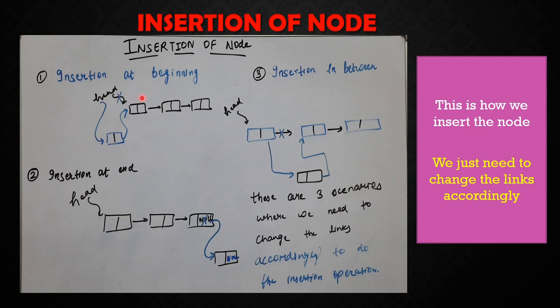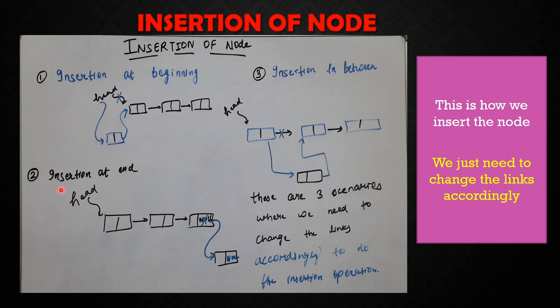The first scenario is insertion at the beginning. At first the head was pointing to the first node of the linked list, which is this. Now after insertion at the beginning, I want the head to point at this node. This is what I am doing. I am changing this link and making the next pointer point to this node, right? So please keep this figure in your mind, because when I will be writing the code, I will always remind you to recall the figure, right?